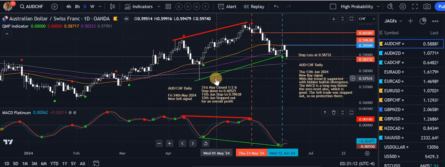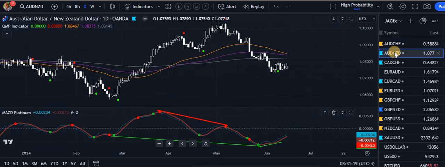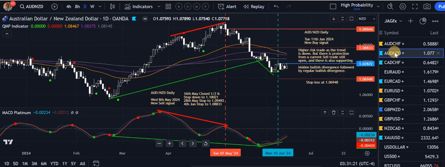So when I finish this video, I'll go remove this sell trade and we'll just have the buy trade on, that's just about stopped out. Right, Aussie New Zealand in a sell trade still from the 8th of May. So that's looking good. There's my trade management. Stop. I could probably drag my stop down a little bit lower.